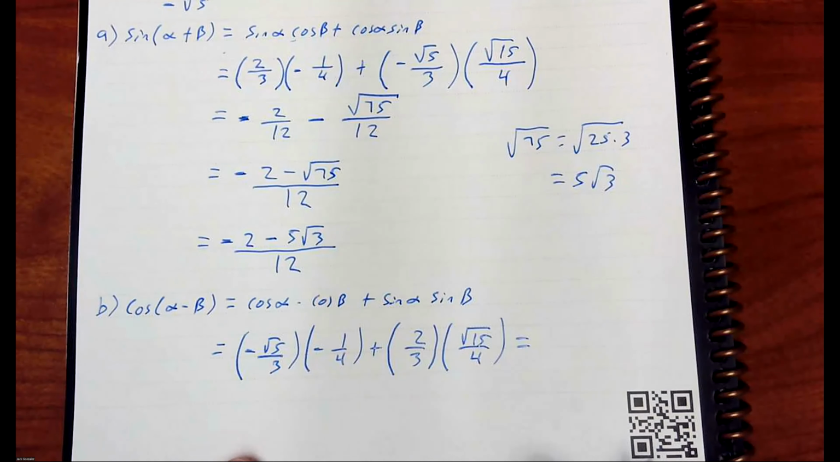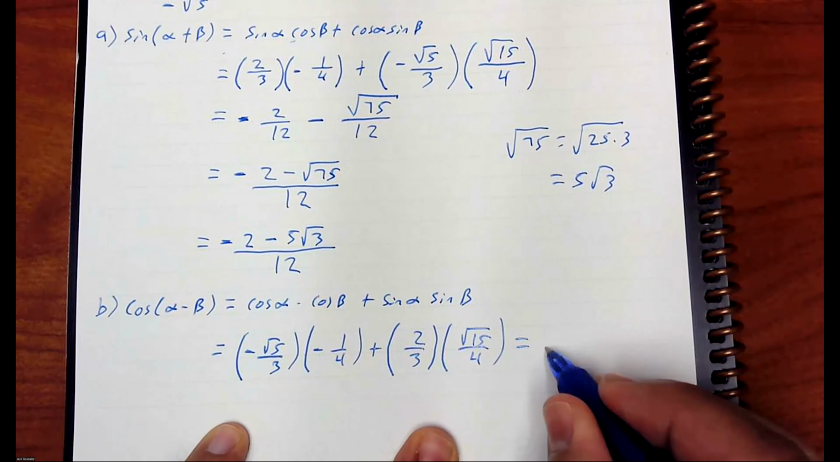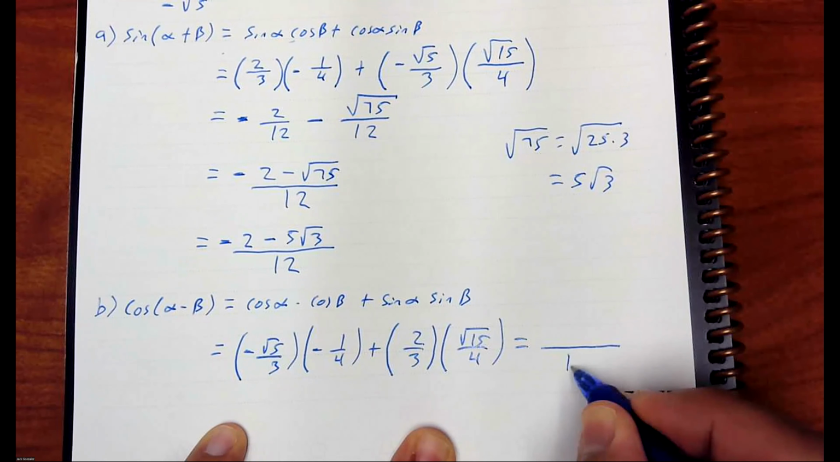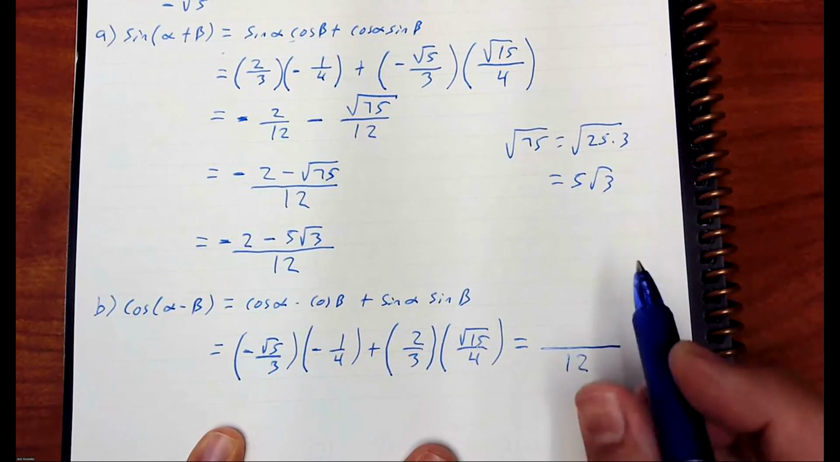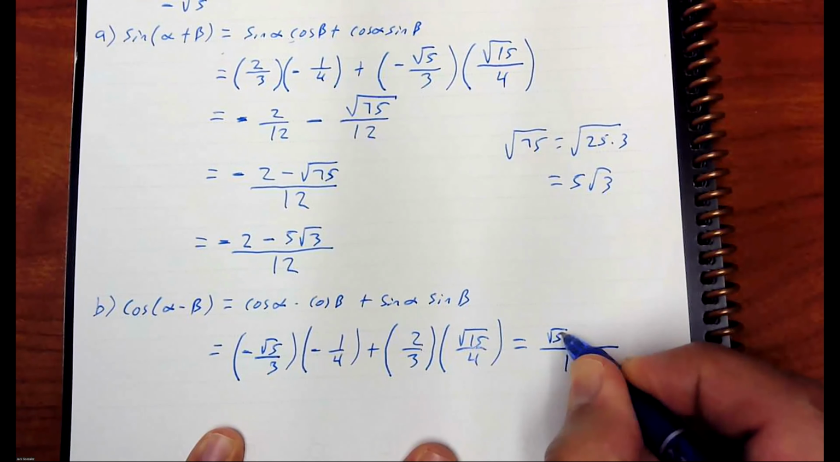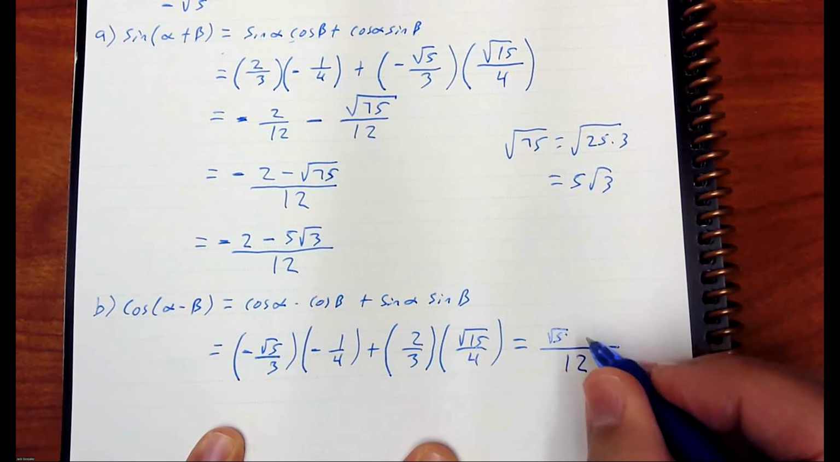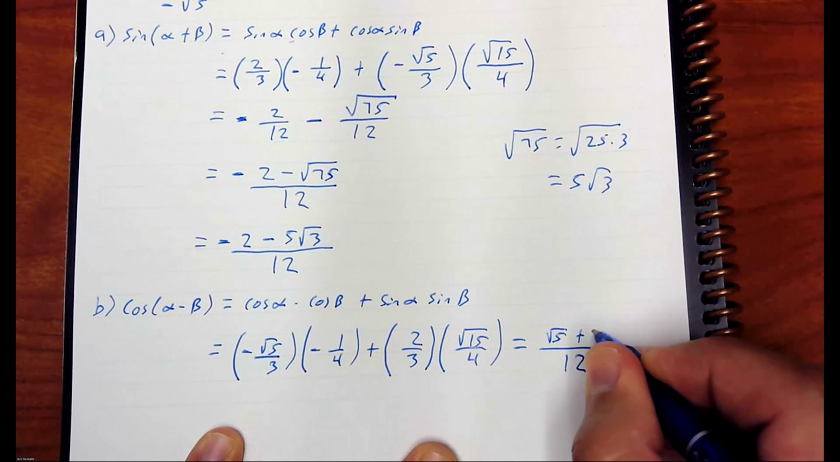So we should get 12 on the bottom. I'm going to skip the simplification. Negative times negative is positive. 2 times that is just 2.